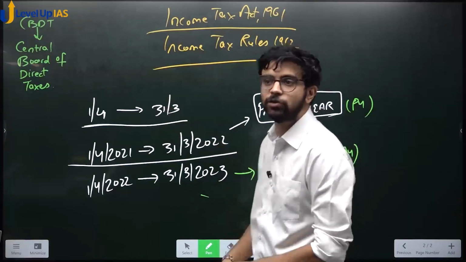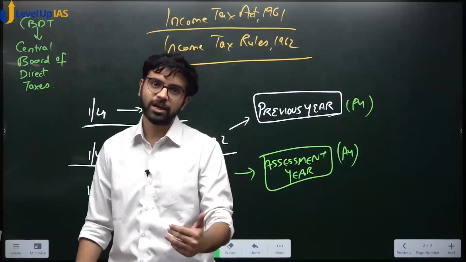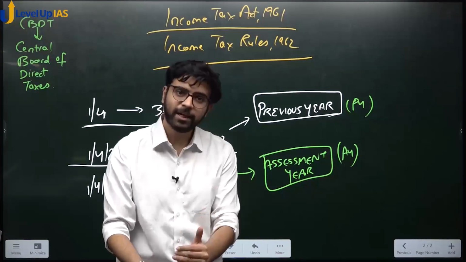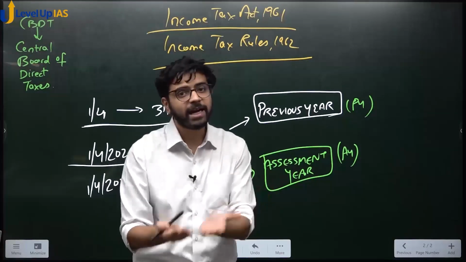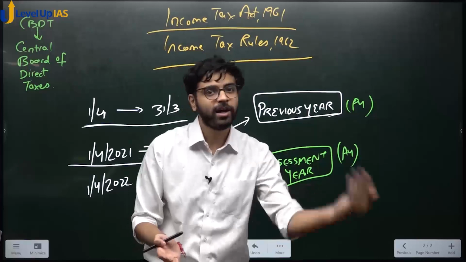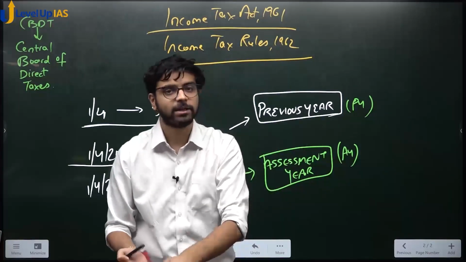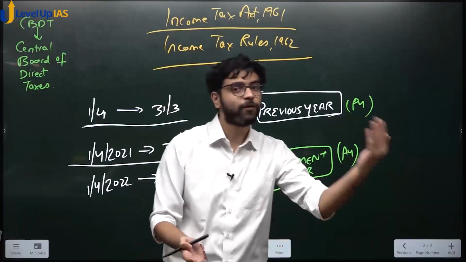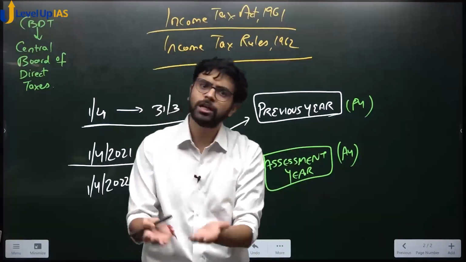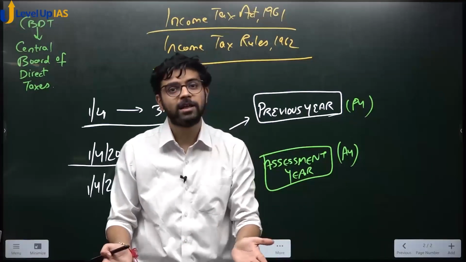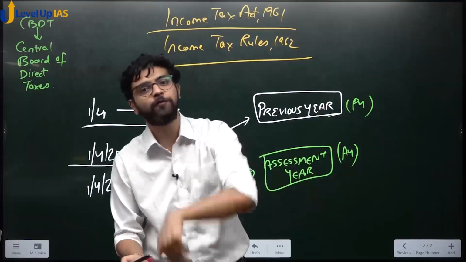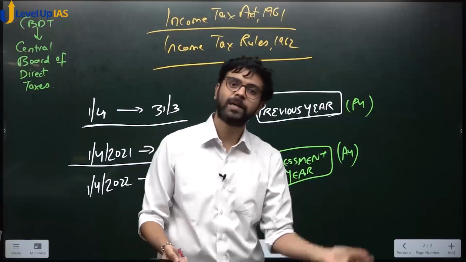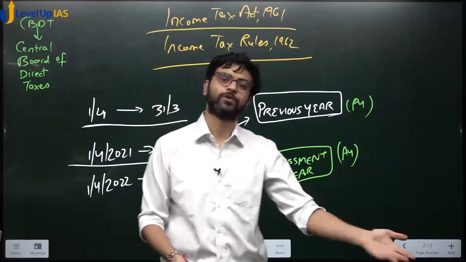In that you will be earning income. So let's say I am working for 5 years. When I started working, the first year was my previous year, the second year was my assessment year for the income earned in the first year. The second year was my previous year, then the third year was my assessment year for the income earned in the second year. I earned income in the third year also, so the third year was also my previous year, but the assessment year was the fourth year for income earned in the third year. The fourth year was my previous year, and the fifth year was my assessment year for income earned in the fourth year. The fifth year was my previous year, and the sixth year was my assessment year for income earned in the fifth year, and so on and so forth.